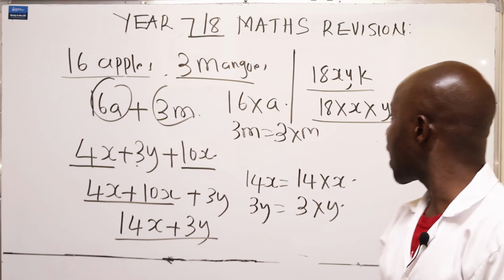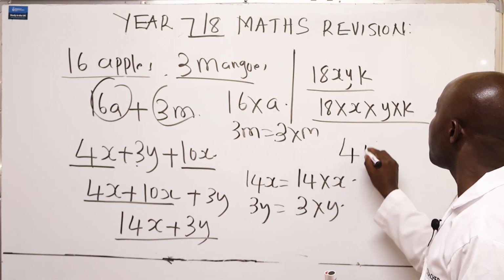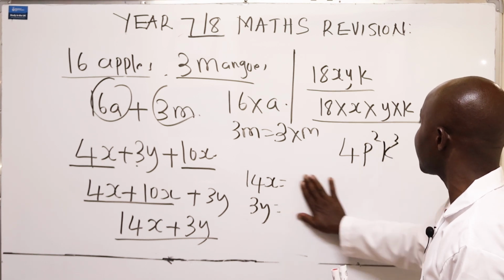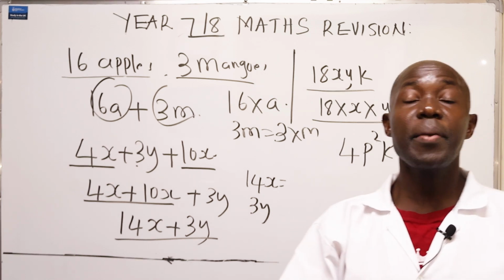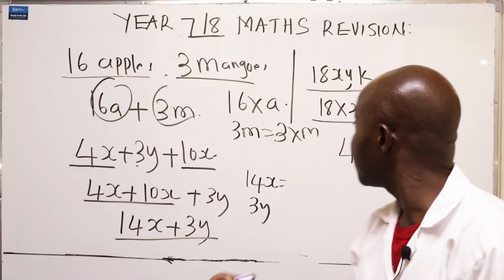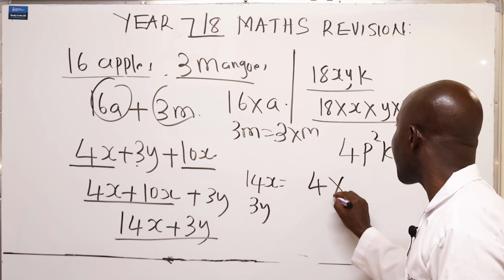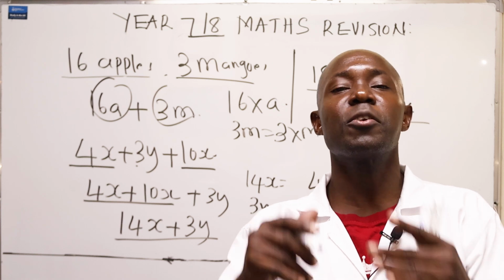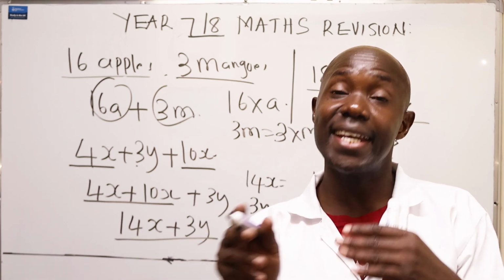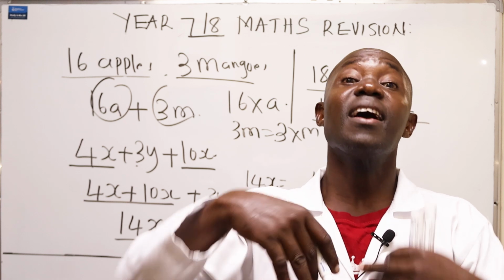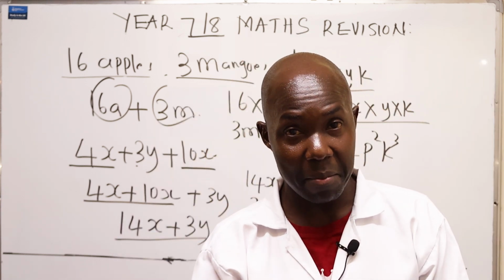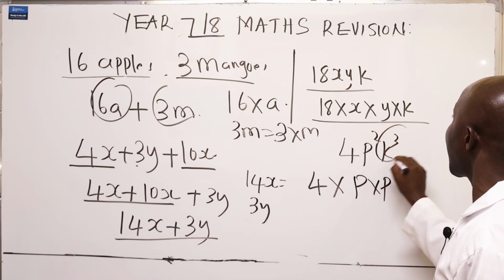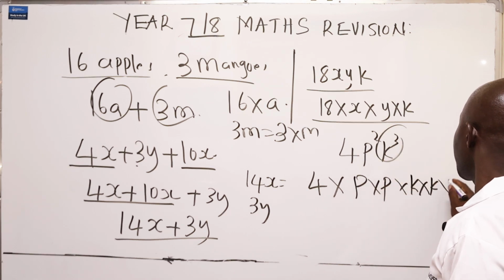The same way somebody can come and tell you 4p squared k cube. If they bring such a thing, then they're asking you, what is the meaning of 4p squared k cube? It simply means we have the number 4, we multiply by p squared. P squared means p times p. P squared does not mean p times 2. I know most of you have already done that in the past. But when it is a square, it means the number of times you multiply that variable. So I multiply by p and I multiply by p. Then having the k cube means k times k times k.